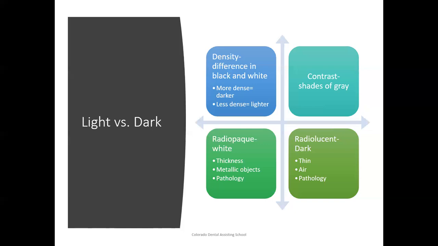What we would consider the black areas we call radiolucent. Again, that's going to be the pathology in the mouth. So if there is any sort of infection, it will show up as a darker area and it will be what we call radiolucent. You do need to know the difference between density and contrast, which are going to be the shades of gray in there.